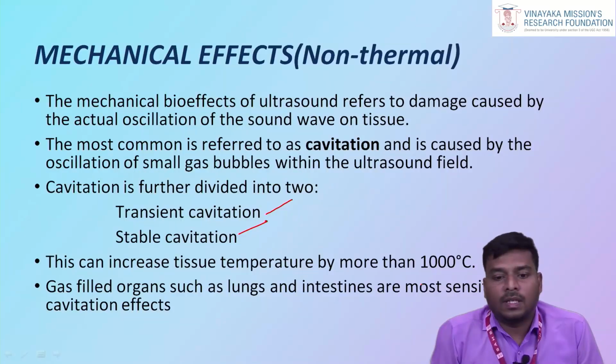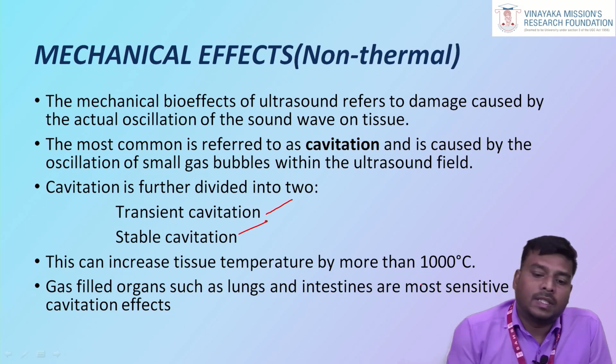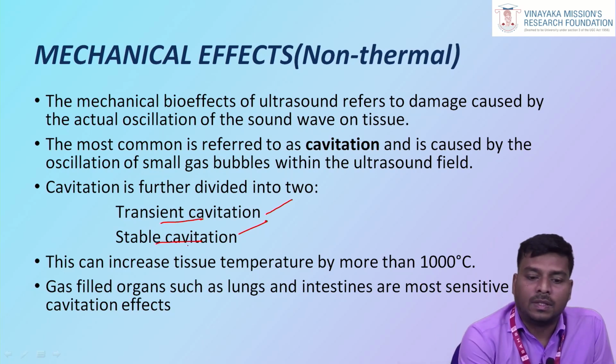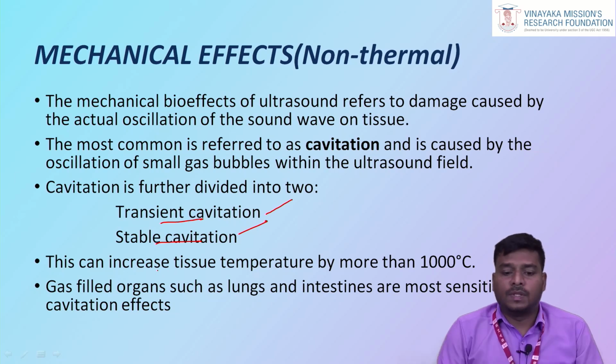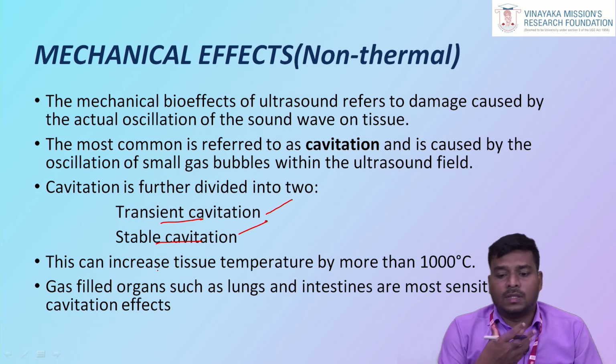Other form of mechanical effects: transient cavitation and stable cavitation. This can increase the tissue temperature by more than 1000 degrees Celsius. The most common is referred to as cavitation, caused by the oscillation of small gas bubbles within the ultrasound field. Gas-filled organs such as lungs and intestines are more sensitive to the cavitation effect.